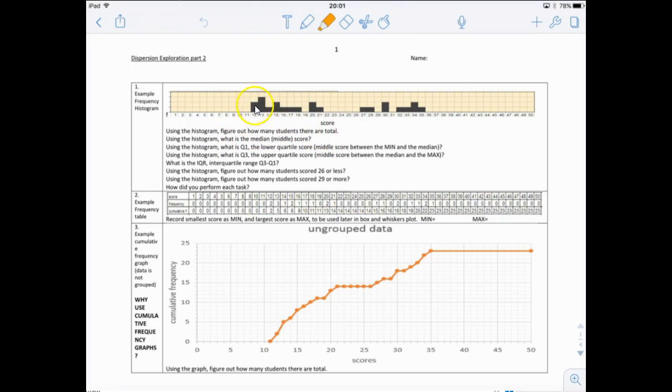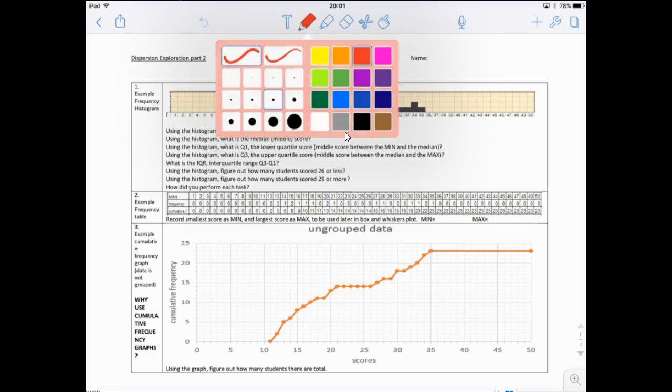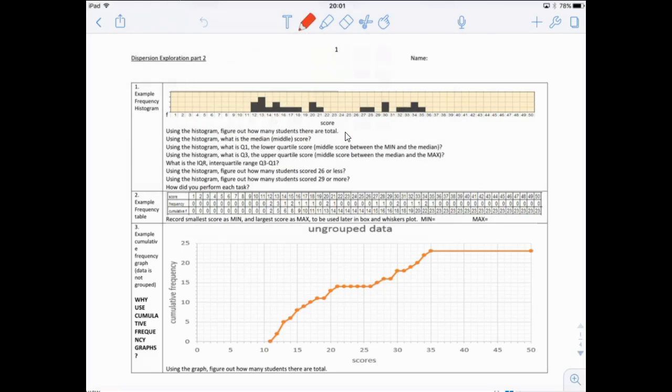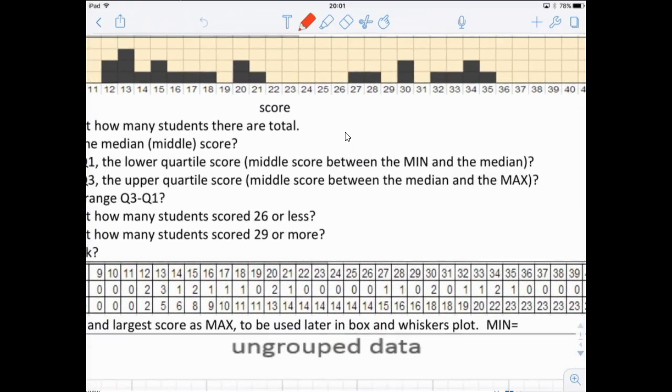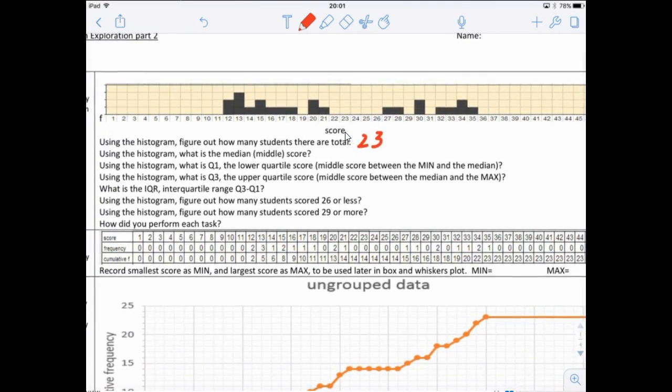Well, each one of these blocks is a student, so you can count up all these blocks, and then you'll figure out how many students there are that got scores between 1 and 50. Okay, and so if you count all these up, you'll find out that there's 23 students. So let's put that there were 23 students. Okay. And then it says, what is the median or middle score?